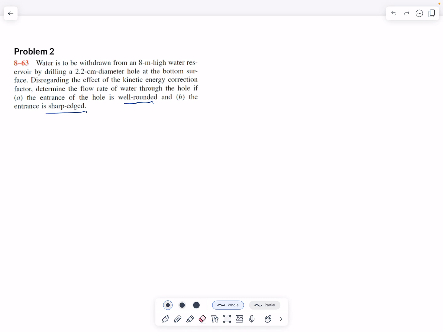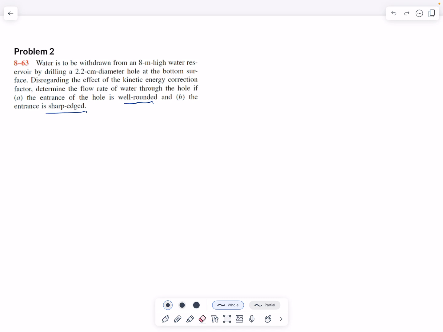Problem 2 says water is to be withdrawn from an 8-meter high water reservoir by drilling a 2.2 centimeter diameter hole at the bottom surface, disregarding the effect of the kinetic energy correction factor. Determine the flow rate of water through the hole if A, the entrance of the hole is well rounded, and B, if the entrance is sharp edge.